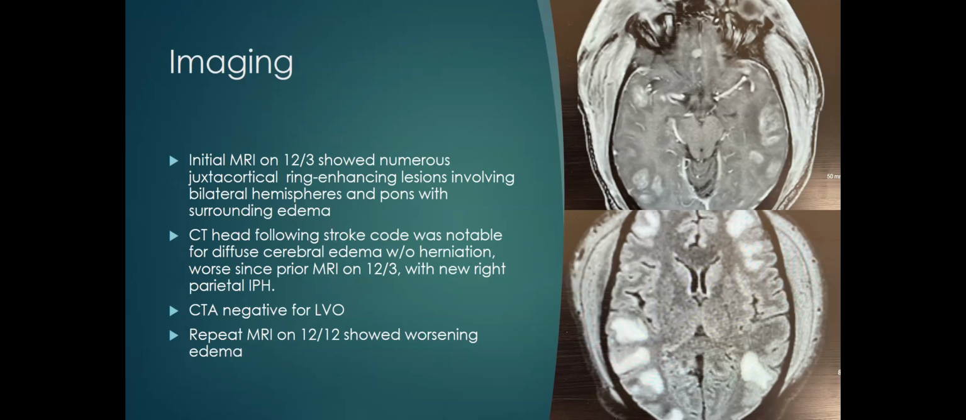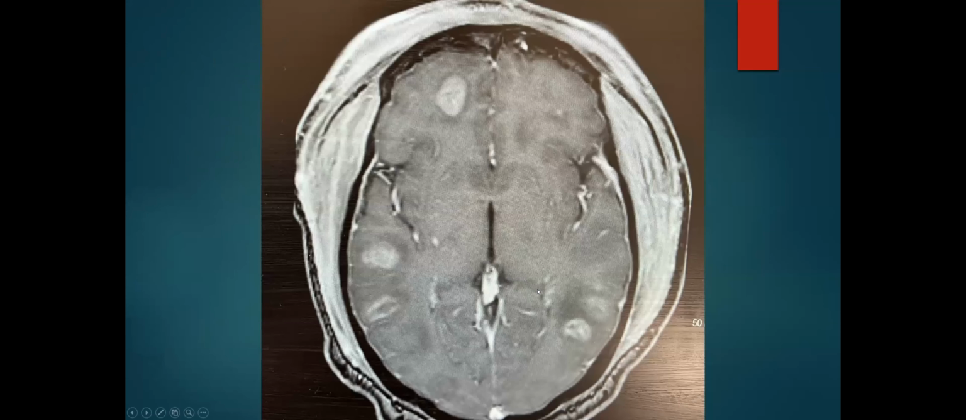And then there was also a CT head that was obtained following the stroke code, and that was notable for some diffuse cerebral edema, but no herniation was seen, and it looked to be worse than the prior MRI. And there was also a noted new right parietal IPH. Now, there was no LVO seen on CTA, so that was reassuring that there was no stroke, but the repeat MRI did show that there was some worsening edema, and you can see this FLAIR imaging here on the right lower corner, and this is another view of some of those ring-enhancing lesions.